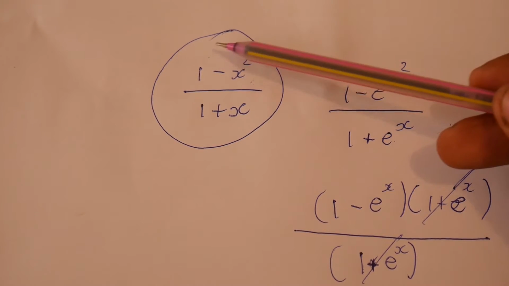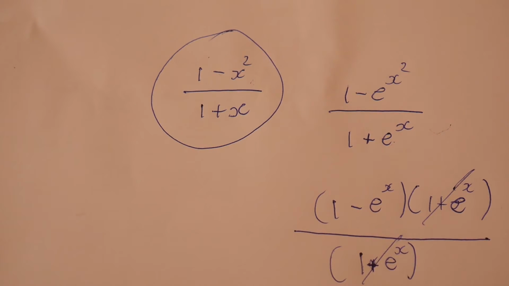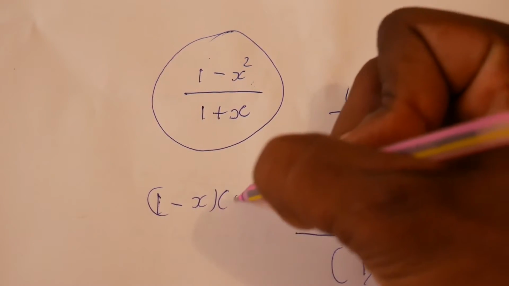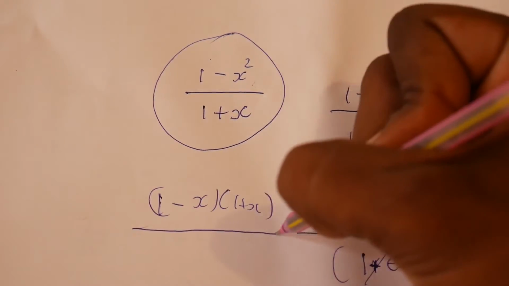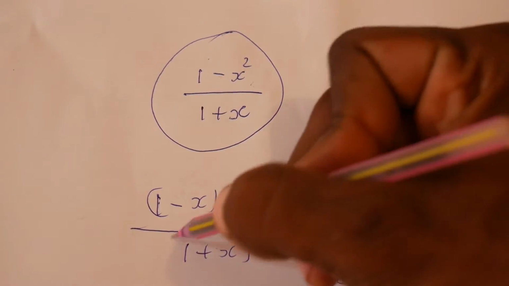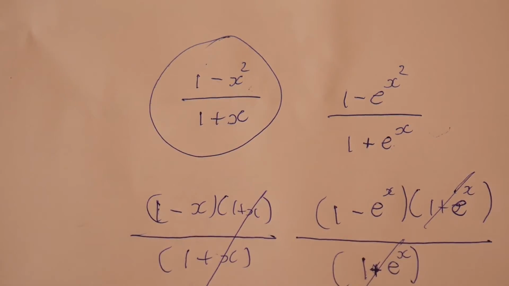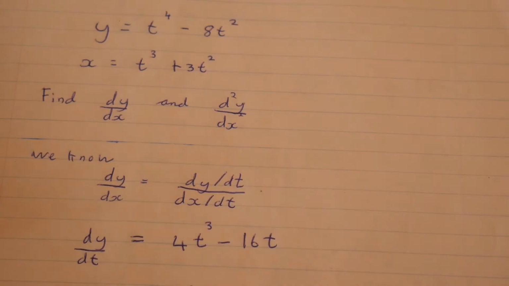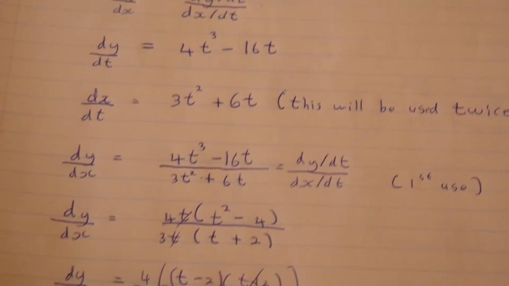This is a number squared minus the next number squared, where x represents a number. So I do (1 minus x) times (1 plus x) all over (1 plus x). And that's why I can factorize and cancel that, and just be left with 1 minus x. And so that's how you know when to look for the difference of two squares.